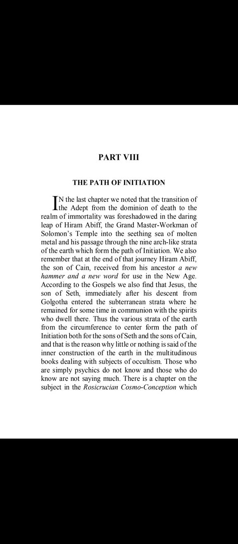In the last chapter, we noted that the transition of the adept from the dominion of death to the realm of immortality was foreshadowed in the daring leap of Hiram Abiff, the Grand Master Workman of Solomon's Temple, into the seething sea of molten metal, and his passage through the 9 arch-like strata of the earth, which form the path of initiation. We also remember that at the end of that journey, Hiram Abiff, the son of Cain, received from his ancestor a new hammer and a new word for the use in the new age. According to the Gospels, we also find that Jesus, the son of Seth, immediately after his descent from Golgotha, entered the subterranean strata, where he remained for some time in communion with the spirits who dwell there. Thus, the various strata of the earth, from the circumference to the center, form the path of initiation, both for the sons of Seth and the sons of Cain.